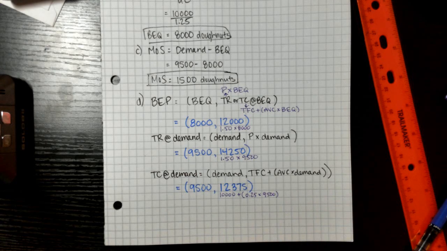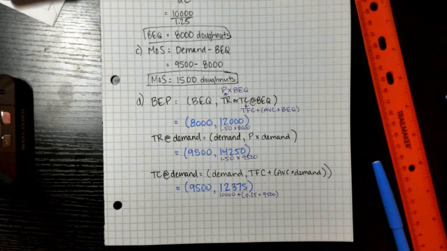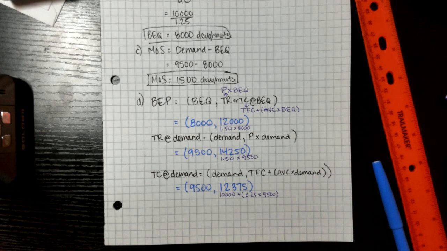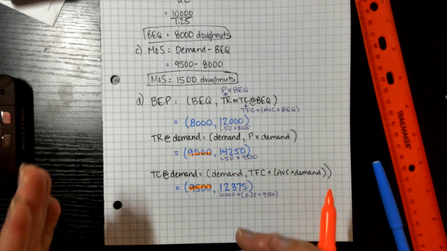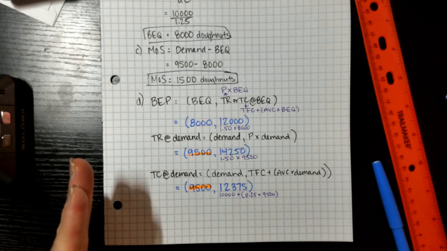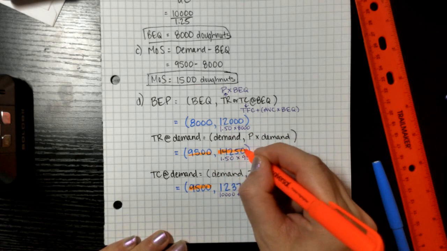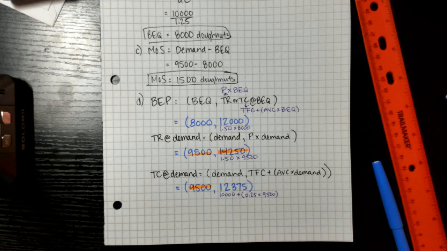Those are our three coordinates that we're going to be plotting on our graph, and that's what we're going to use to scale our graph as well. From these three coordinates, we can tell our highest x-axis value and our highest y-axis value, so we know how far to scale each axis. The largest x-axis value is demand, 9,500, so our x-axis has to be scaled from 0 through at least 9,500. The highest y-axis value is total revenue at demand, 14,250, so our y-axis has to be scaled from 0 through at least 14,250.